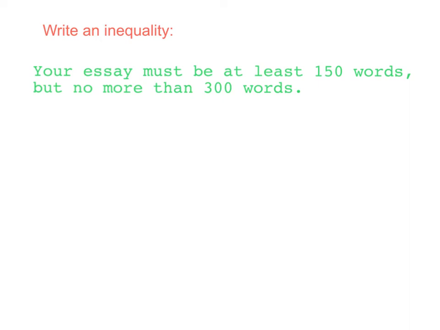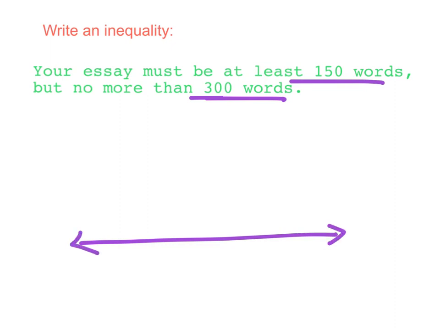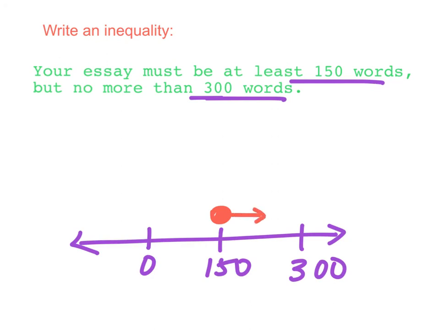Okay, I just want to quickly review a between inequality. It says your essay has to be at least 150 words, but no more than 300. If I draw a graph for that, here's 0, here's 150, here's 300. My essay has to be at least 150, so I'm going to put a dot at 150. At least 150 means it has to be 150 or bigger, so that would be going this way. But then it has to be no more than 300. It can't be any more than that, but it can be less than that, so I need to go this way. It can be exactly 300, so I'll fill it in.